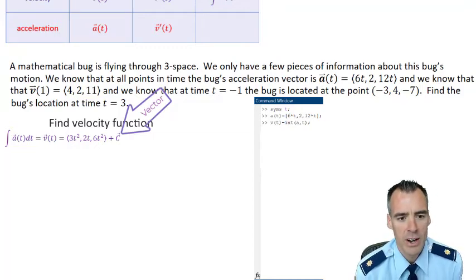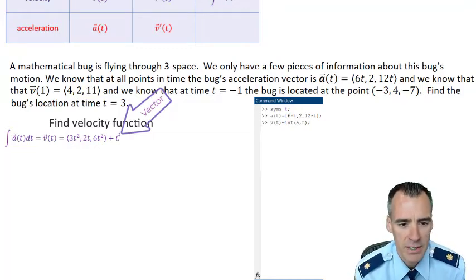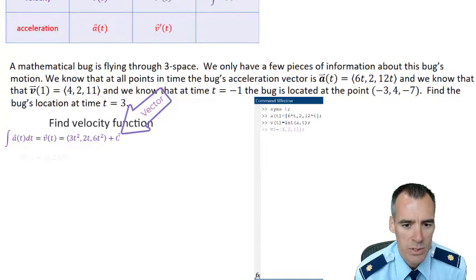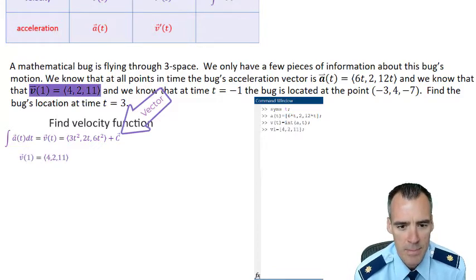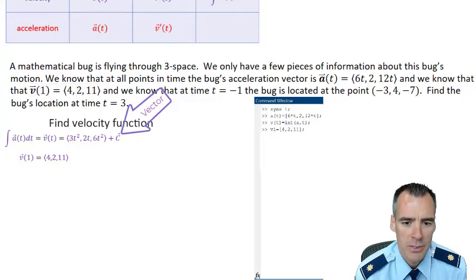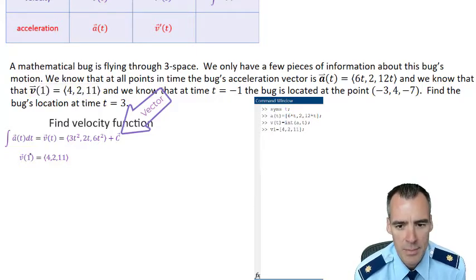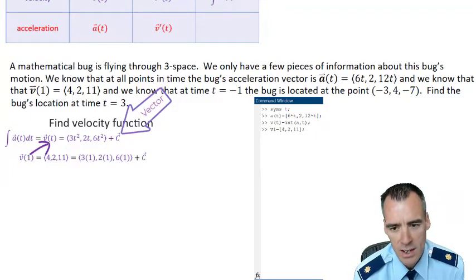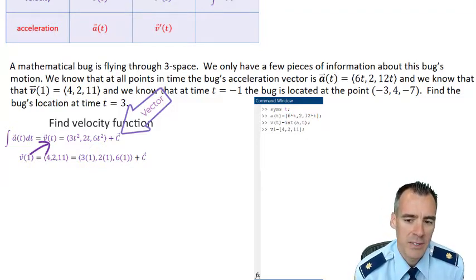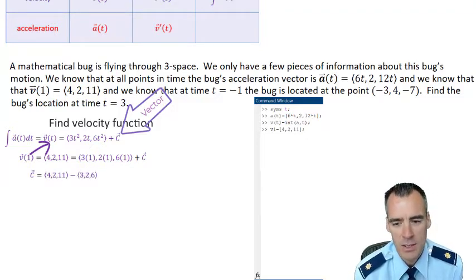Alright, so we integrate our acceleration function and we end up with the velocity vector function ⟨3t², 2t, 6t²⟩. To solve for that c that we have to add on, we're going to set our velocity at t = 1 equal to ⟨4, 2, 11⟩, according to the condition we're given. So all we have to do is plug in 1 for time, and this yields the equation: the vector ⟨3, 2, 6⟩ plus our constant vector c is equal to ⟨4, 2, 11⟩. So we can just see what each of those c components has to be to make this equation correct.